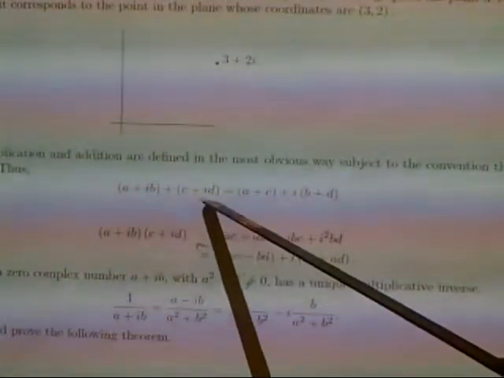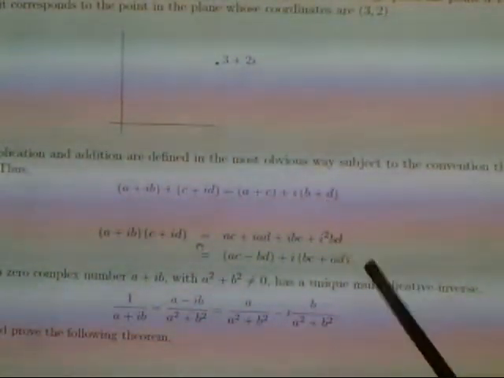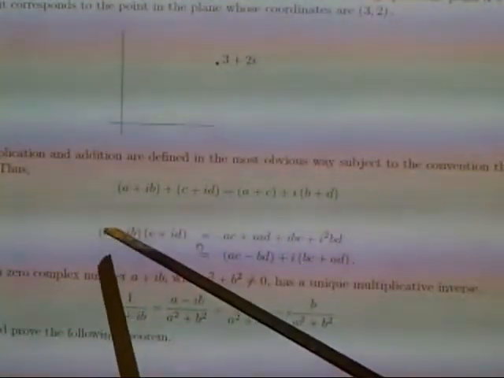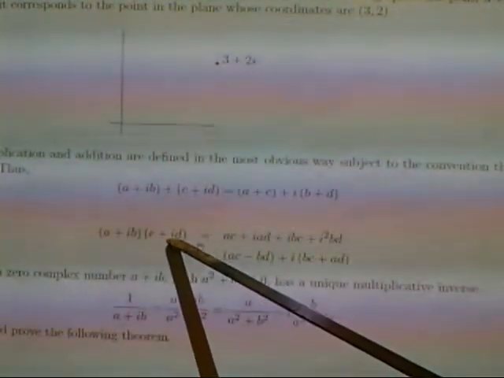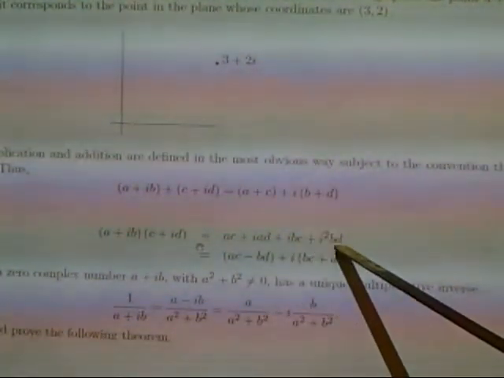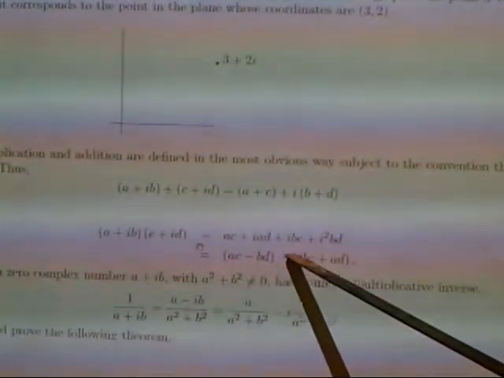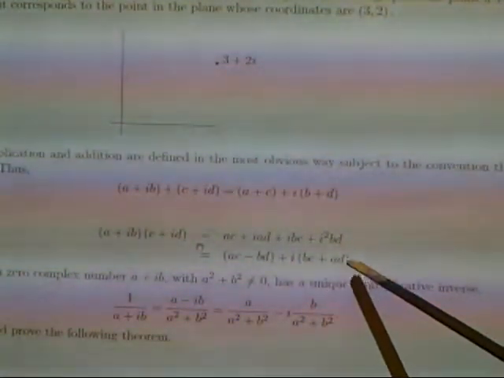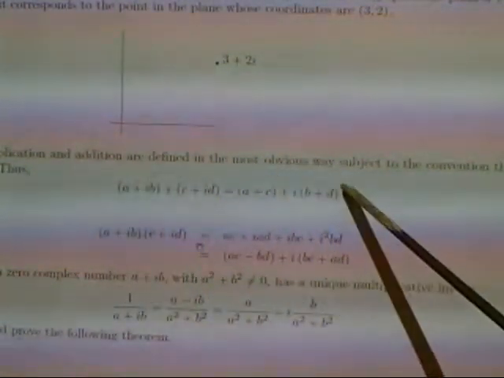a plus ib plus c plus id is equal to a plus c plus i multiplied by b plus d. And similarly, if you multiply a plus ib by c plus id, this is ac plus iad plus ibc plus i squared bd. So this is ac minus bd plus i multiplied by bc plus ad. So this is a complex number equation.